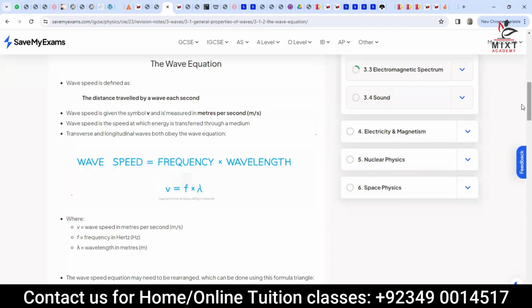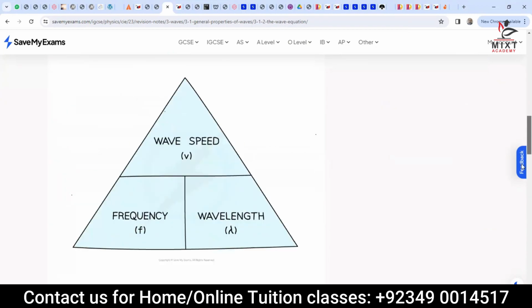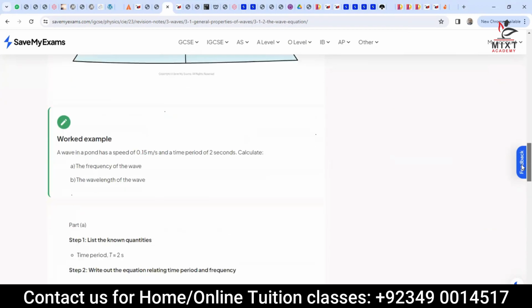V is equal to frequency times lambda. We already established this equation. Now, one more thing, which is very important: in this chapter, we have only two formulas.